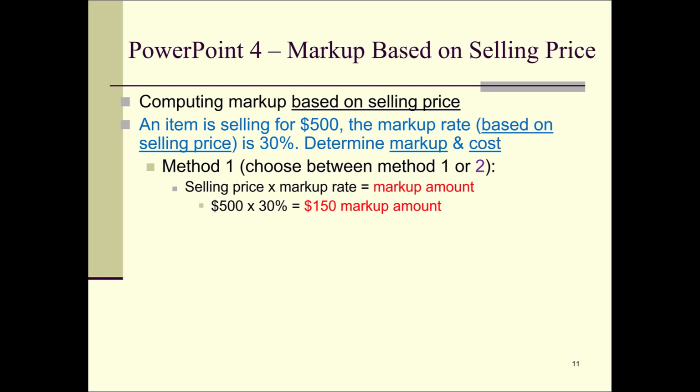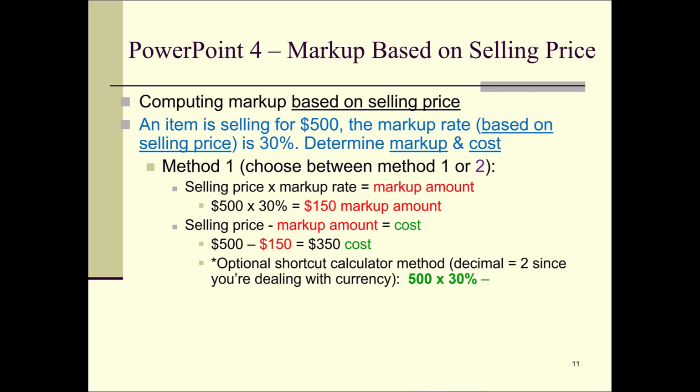So if $500 is a selling price and it was marked up $150 to get there, the cost must be the selling price minus the markup amount. So you take the $500 selling price, subtract $150 markup, and the cost must have been $350. An optional shortcut method: enter 500 times 30% and then hit minus.